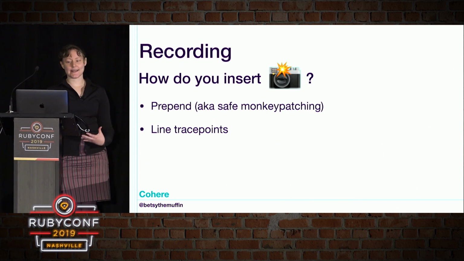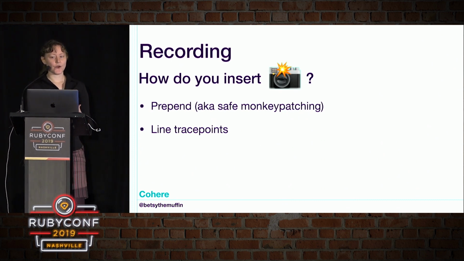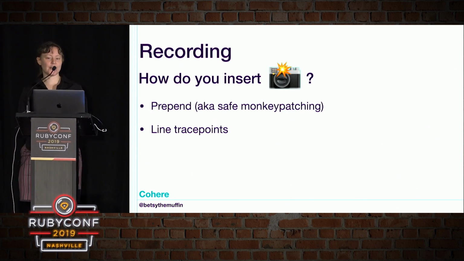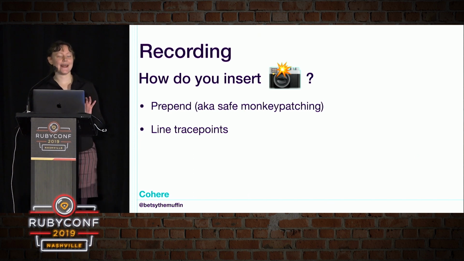There are two big ways that I like to insert recording logic. We can use prepend to tack additional logic into a class, or we can use the Tracepoint API. Now, Tracepoint is an enormous topic, and it could consume an entire talk in itself very easily. So I'm just going to go over a basic example now.